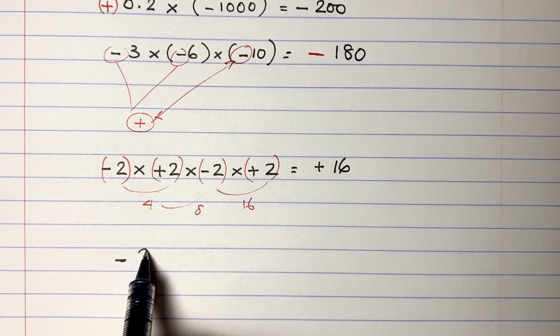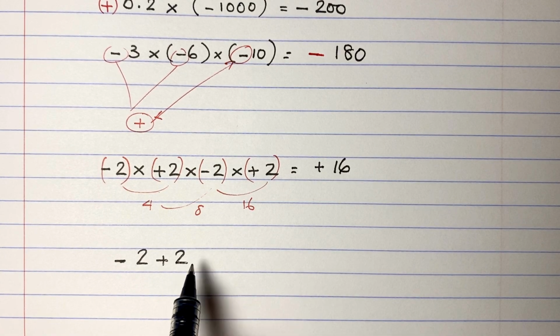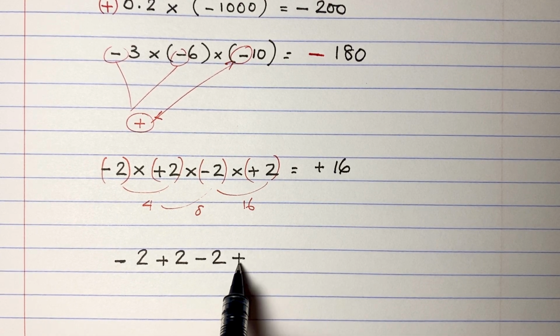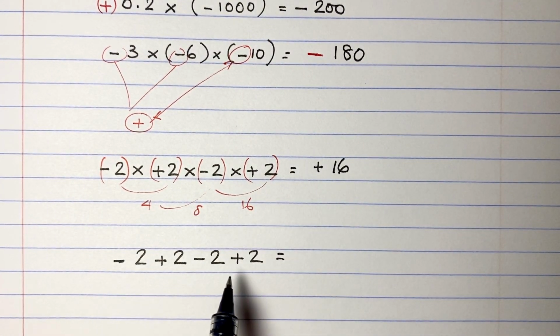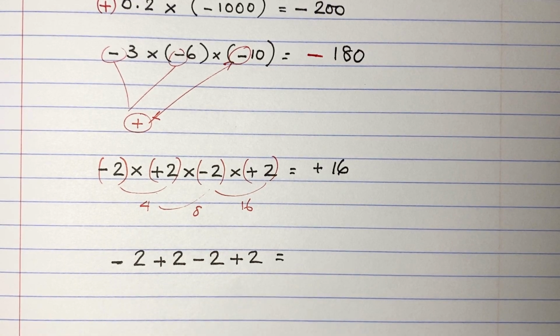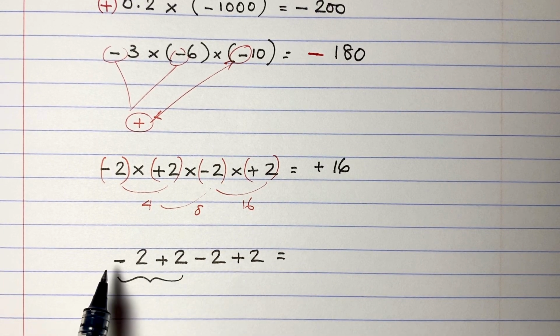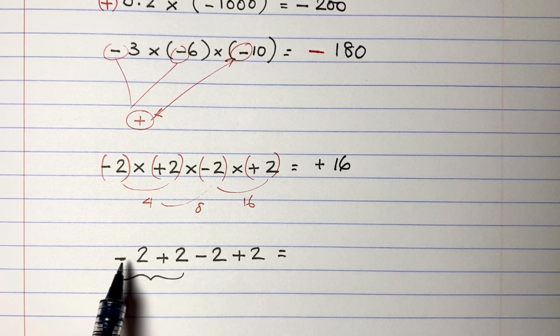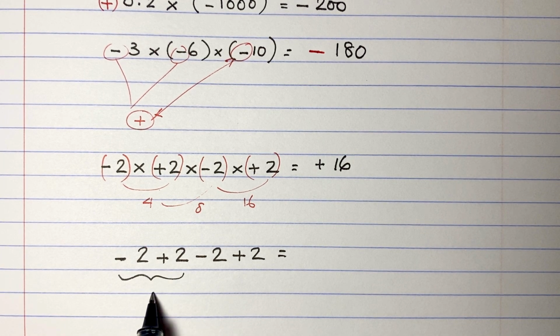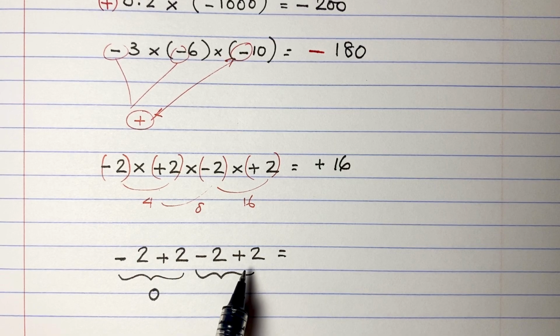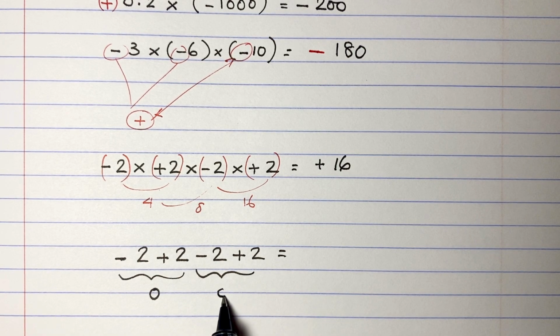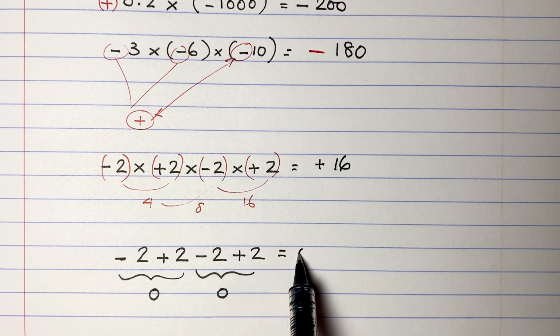Next question. Negative 2 plus 2, negative 2 plus 2. Now, it looks the same, but it's a totally different question. I'm not multiplying. Let's do the first two. Negative 2 plus 2. The signs are different. So you find the difference, which is 0. And 0 has no sign. What about these two? Negative 2 and positive 2. It's 0 again. The signs are different, you find the difference. And 0 makes 0.